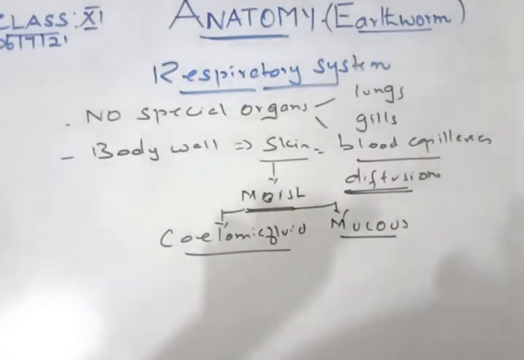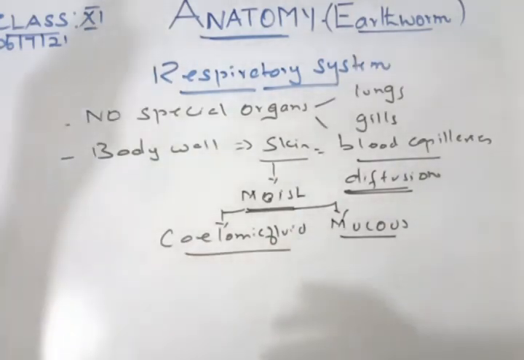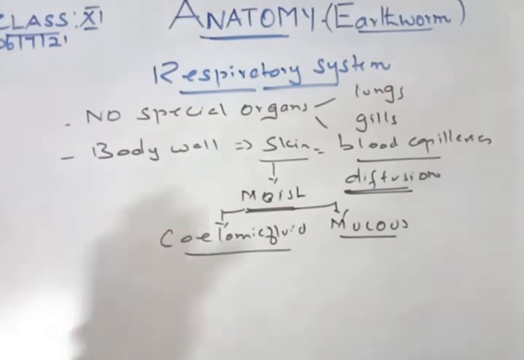Okay, so in today's class we have discussed the body wall along with the respiratory system. Then we also discussed the digestive system of earthworm. In tomorrow's class we will be discussing the circulatory system, the excretory system and the nervous system. And with that we will complete the earthworm, and reproduction we will start next week.